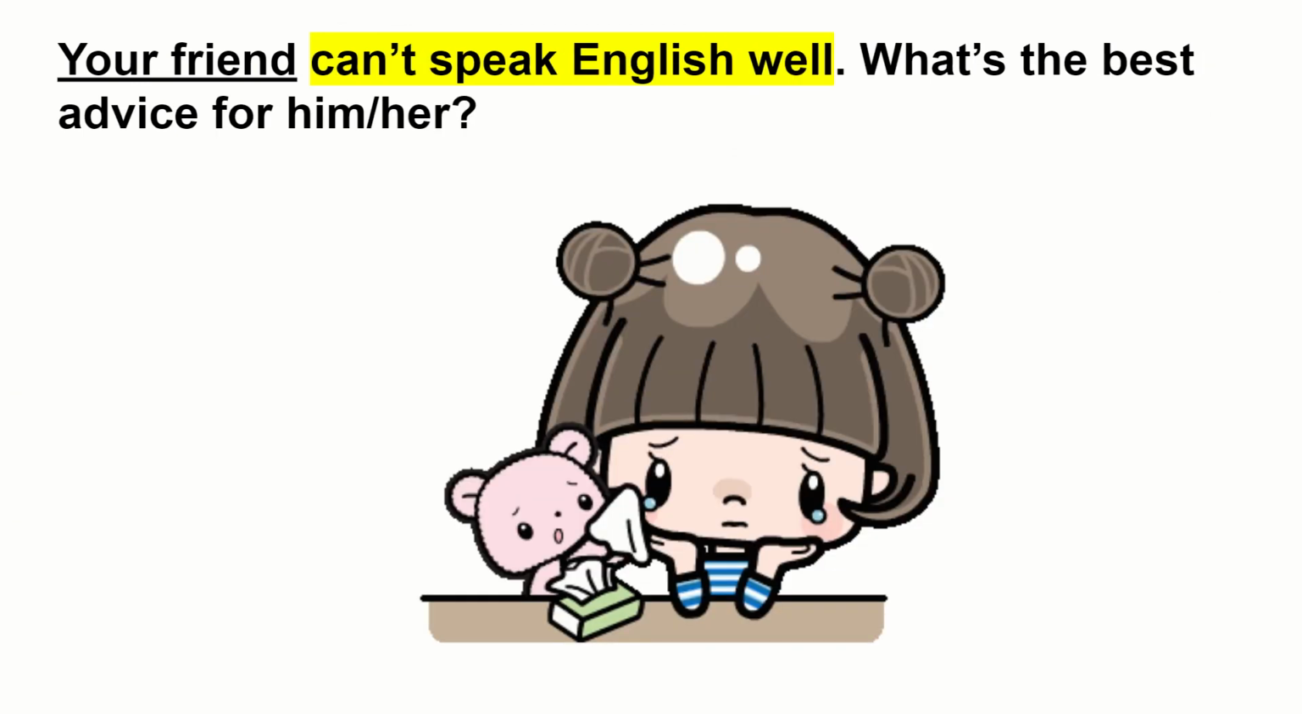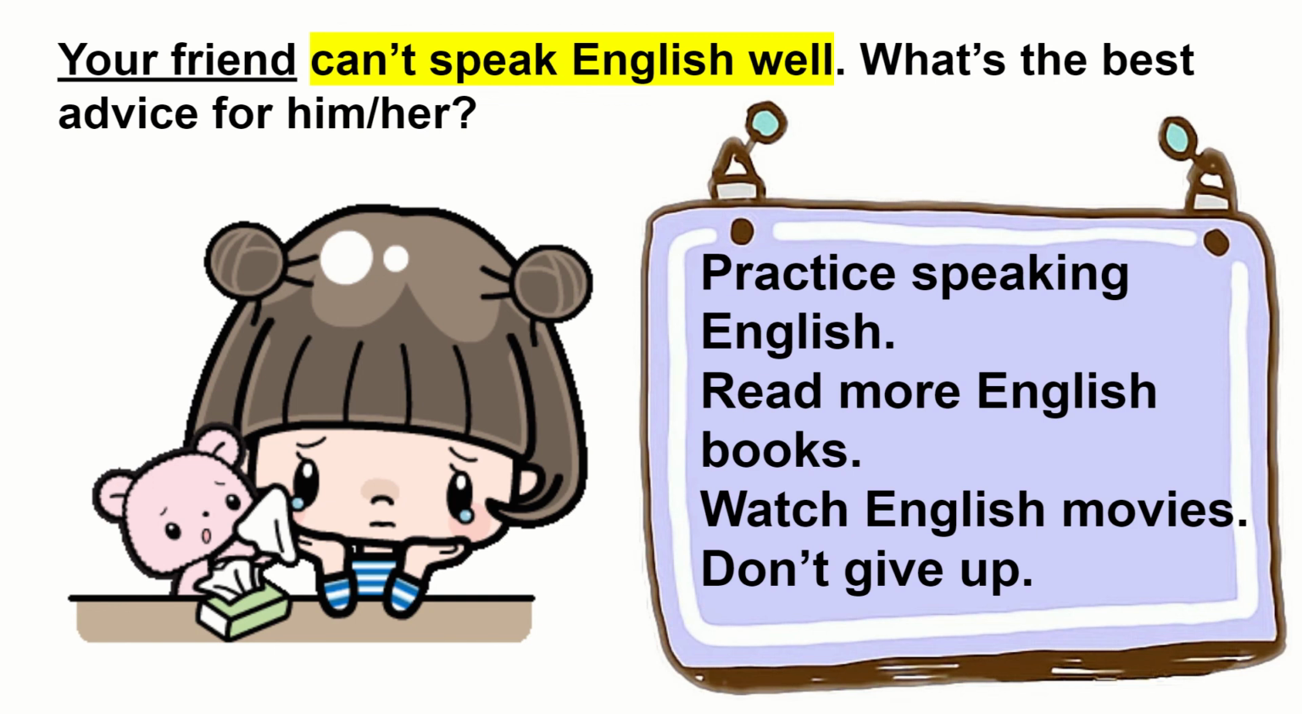The last one. Your friend can't speak English well. What's the best advice for him or her? Okay, he couldn't speak English well. What advice can you give to her? Okay, number 1, practice speaking English. Okay, as the saying goes, practice makes perfect. So ask her to practice speaking English. Read more English books. Watch English movies. Don't give up. Don't give up in trying to speak well.